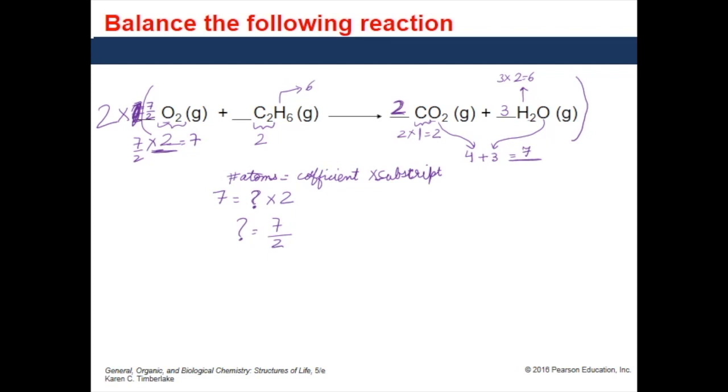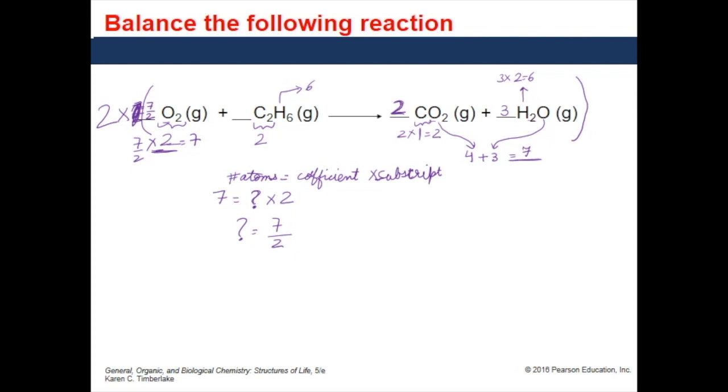Use a fraction in the beginning and then convert it into a whole number. So if this is 7 over 2, I can multiply it by 2 and that would convert this into a whole number. But you cannot simply multiply one of the reactants or one of the products. You have to multiply the whole reaction.